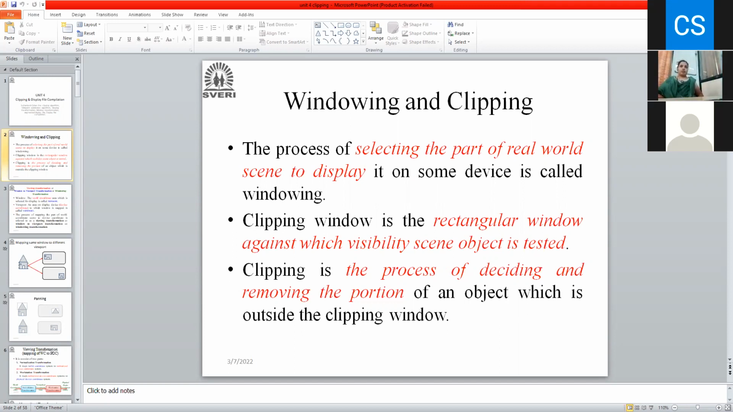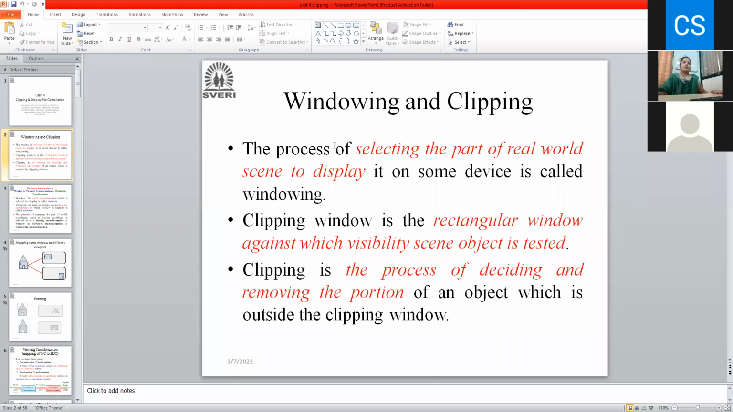So let us start with today's lecture. In the previous lecture, we finished chapter number 3, unit number 3, that is transformations. That had two-dimensional and three-dimensional transformations. Yesterday we also started chapter number 4, clipping. In that clipping, we saw what is windowing and what is clipping.